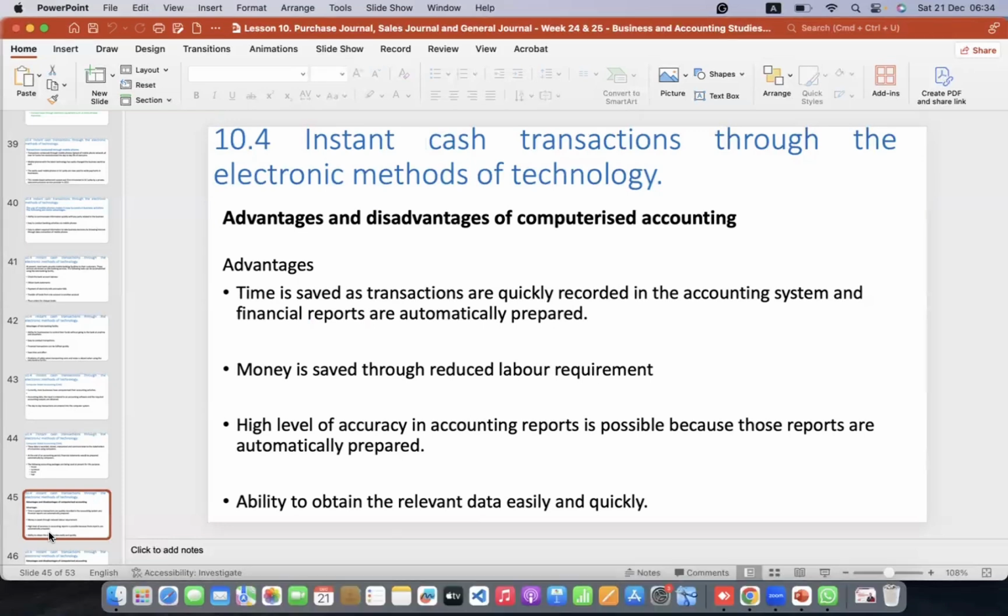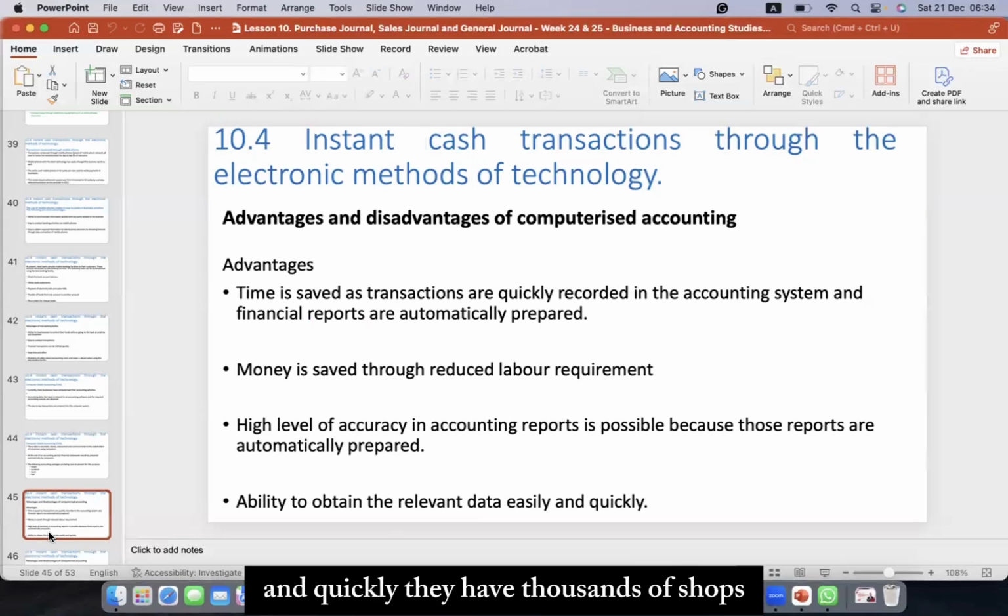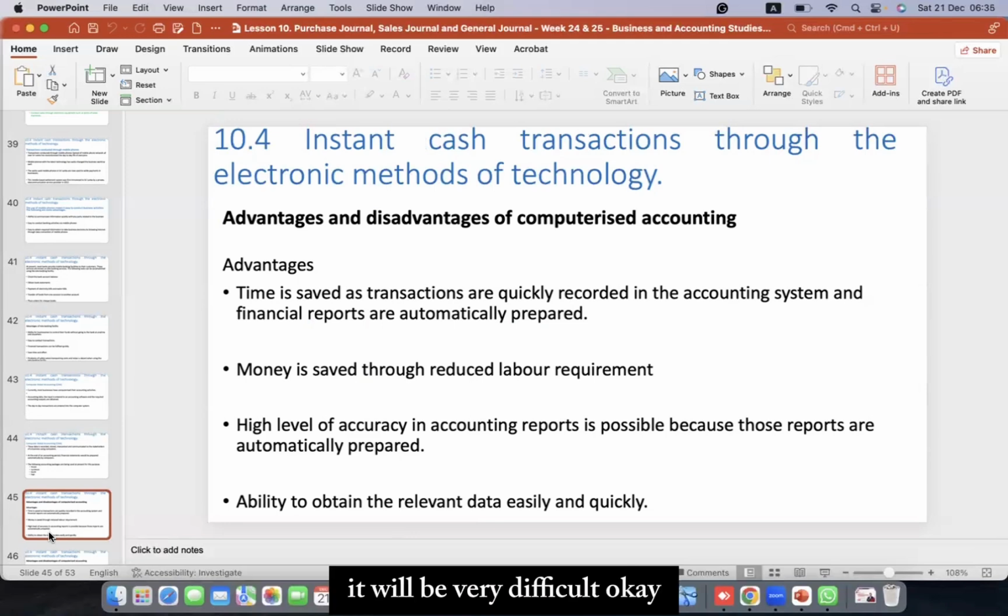I said earlier, let's think, if an organization like Keells had those details manually, they have thousands of shops. How can you access these details if they record everything manually? It will be very difficult.